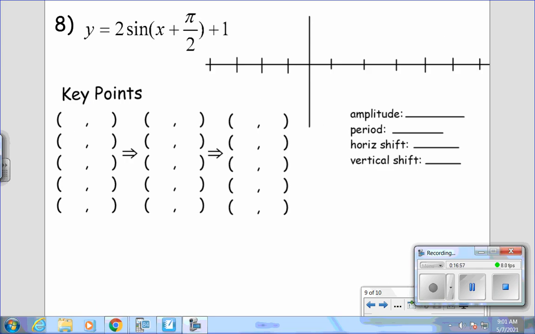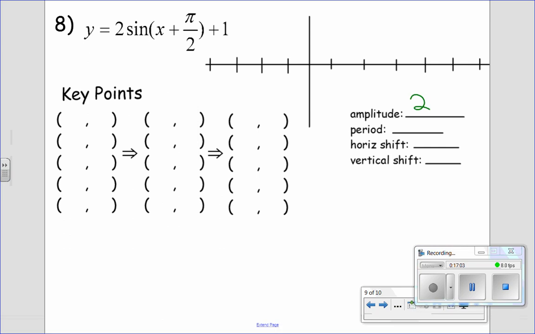Alrighty, we're on our last one. What's the a value? 2. So that's our amplitude. What's the b value? 1. Yeah, b's technically live right there, so it's just going to be a 1. So that makes the period easy. 2 pi.